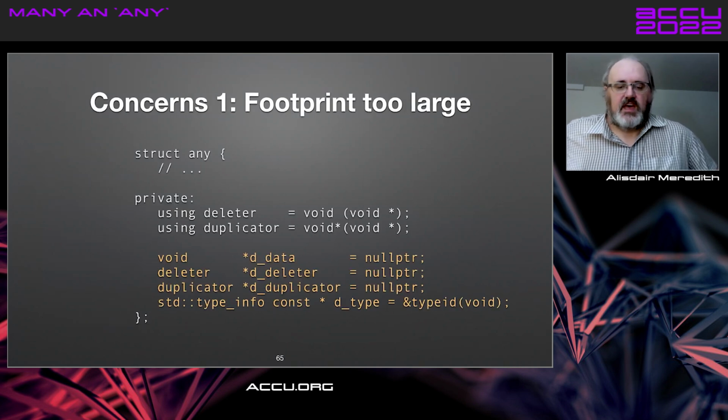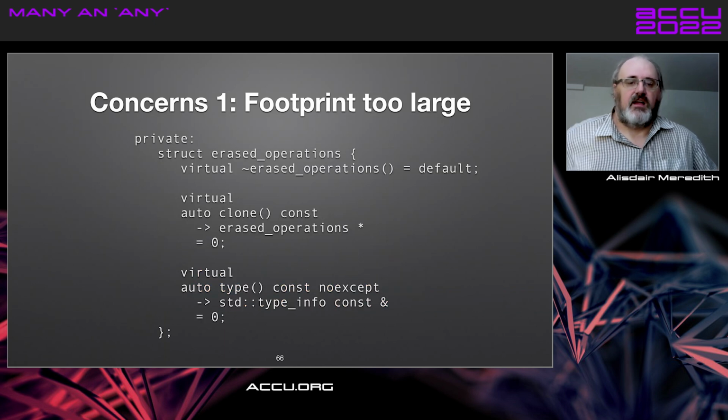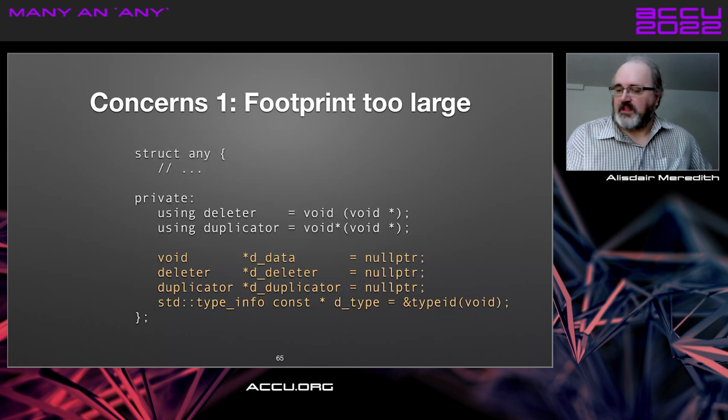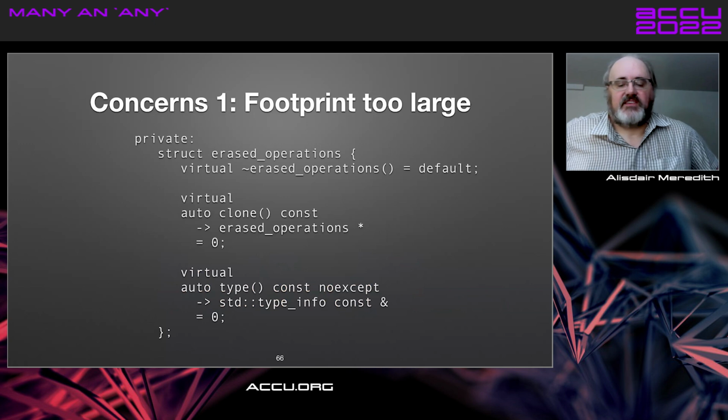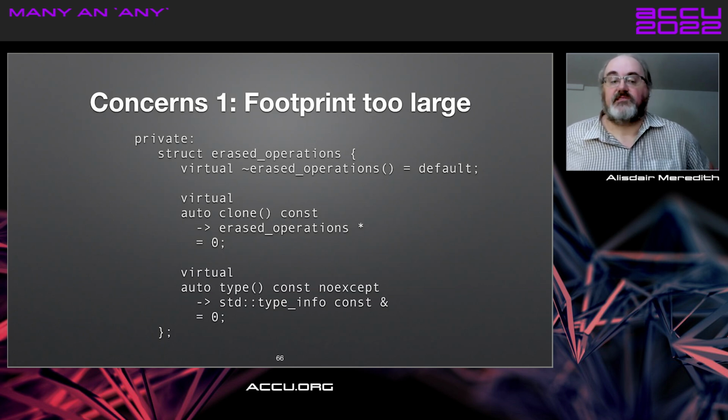My first concern, the footprint of my Any object is much larger than it needs to be at 4 pointers. You may argue that 4 pointers is not a lot of data, but it's 4 times as much as I really need. What I want to do is hoist all those function pointers and so forth into the same place that I'm storing the value. That way I only need a single pointer. So I'm going to create a base class that I can query those functions through, which will be a pure abstract base class. It's going to have a default constructor and destructor, which do the right thing.